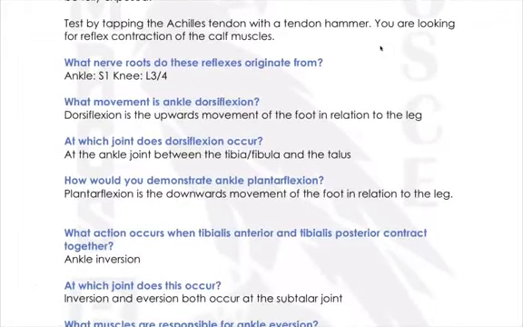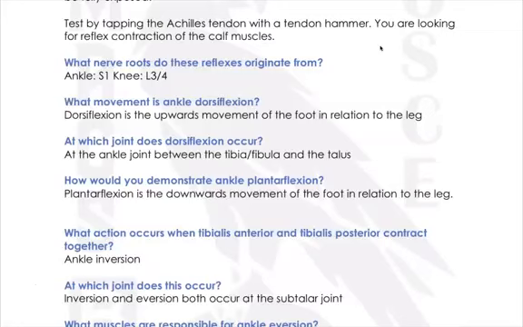Yes, Dr. Sneha. Sir, for ankle reflex, it is like L5 S1 or S1 S2? S1. The ankle reflex only is S1 and the knee reflex is L3, L4.